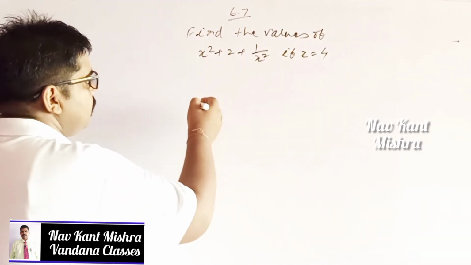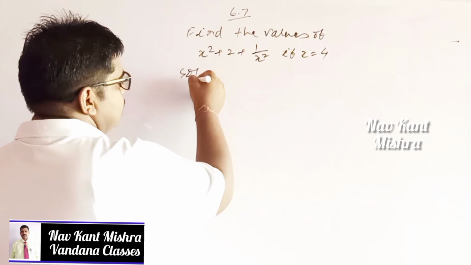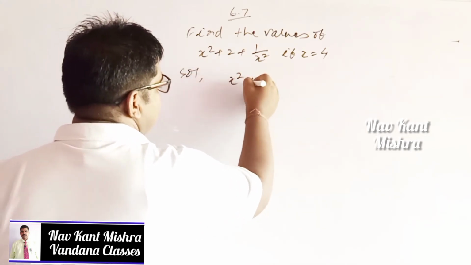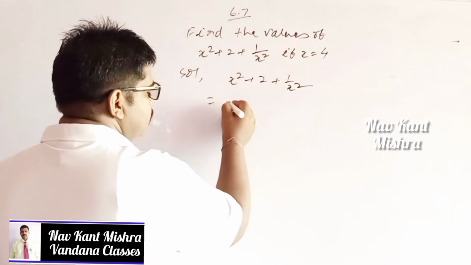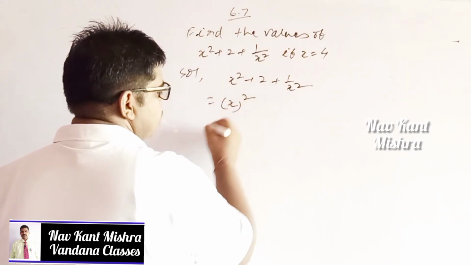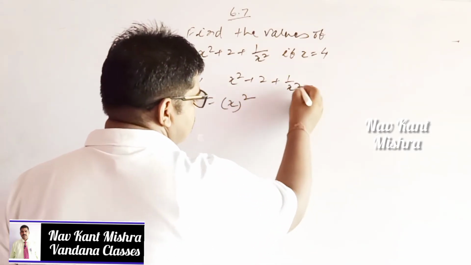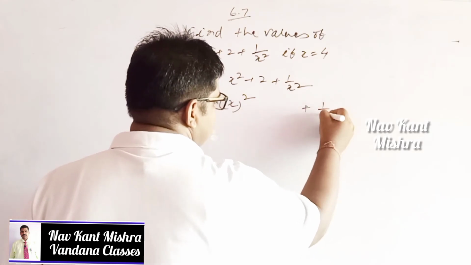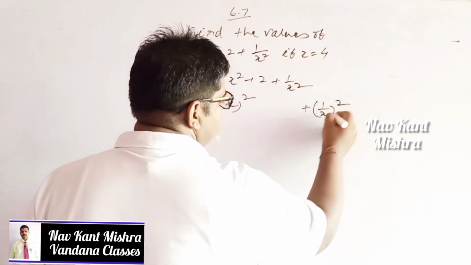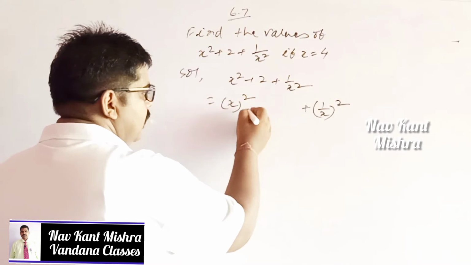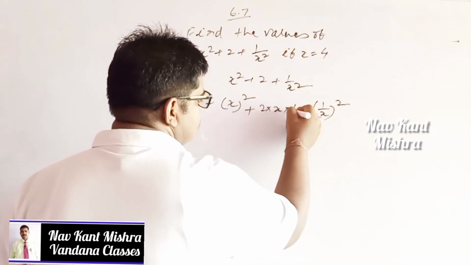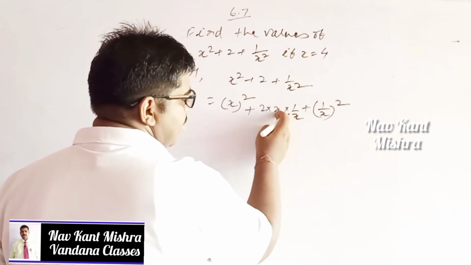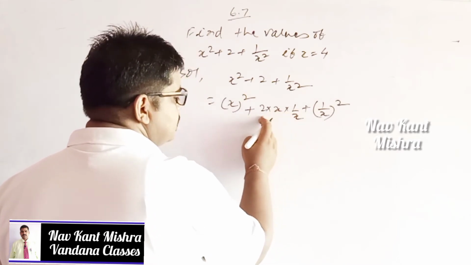In this question you can see that the expression given is x square plus 2 plus 1 upon x square. You need to rearrange it. x square is already in square form. 1 upon x square can be written as (1 upon x) whole square, and plus 2 can be rearranged as 2 into x into 1 upon x, because x cancels, so you get 2.